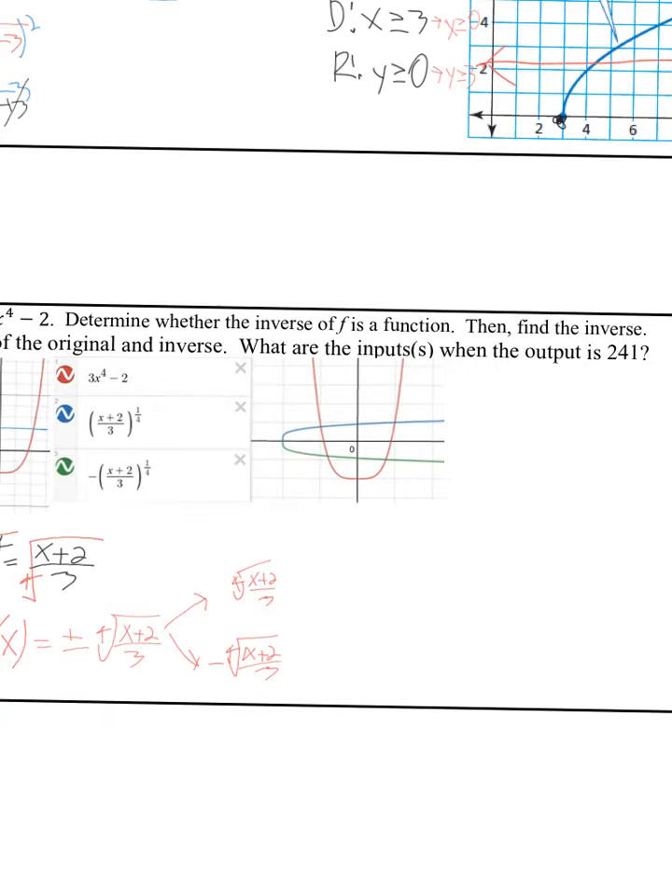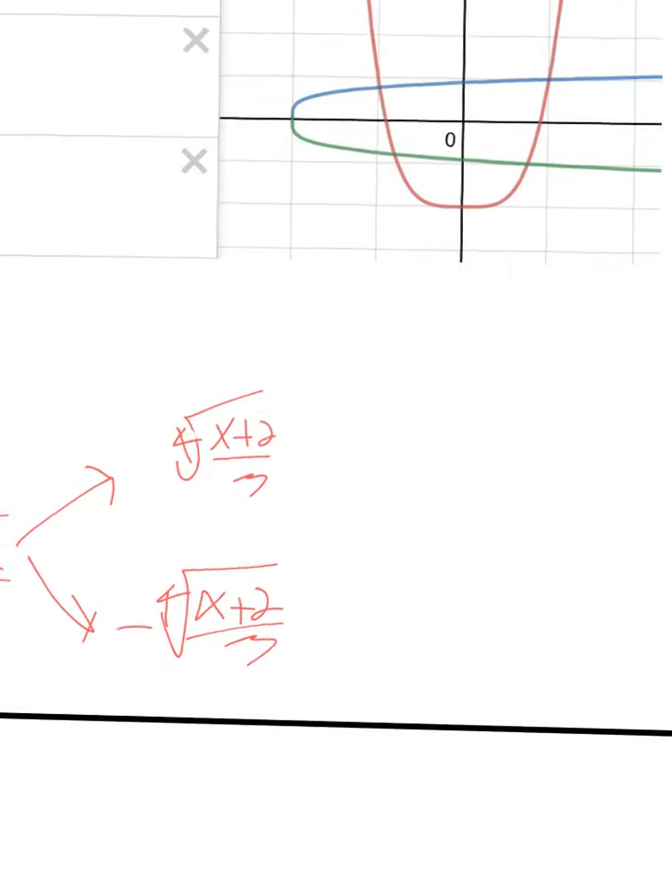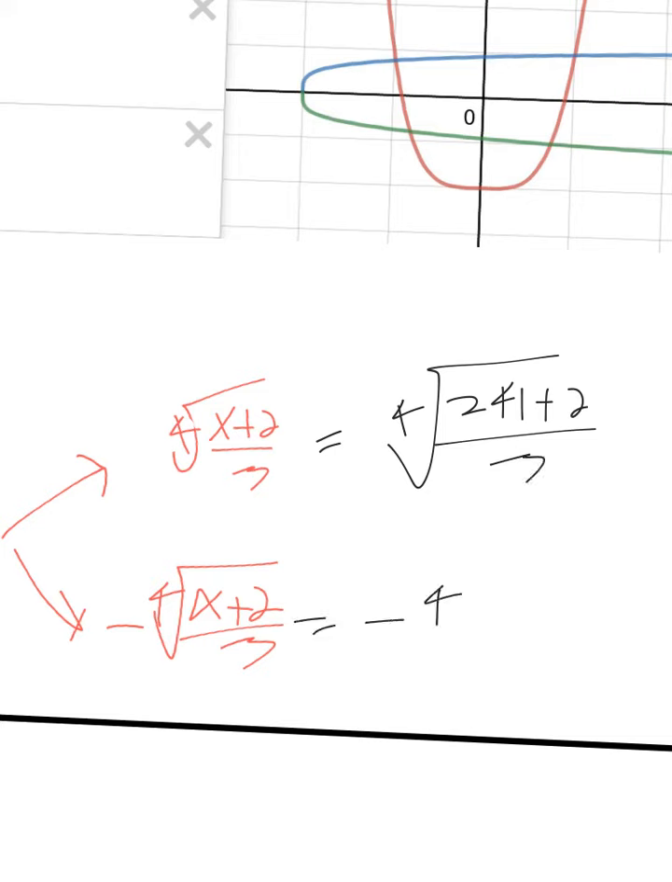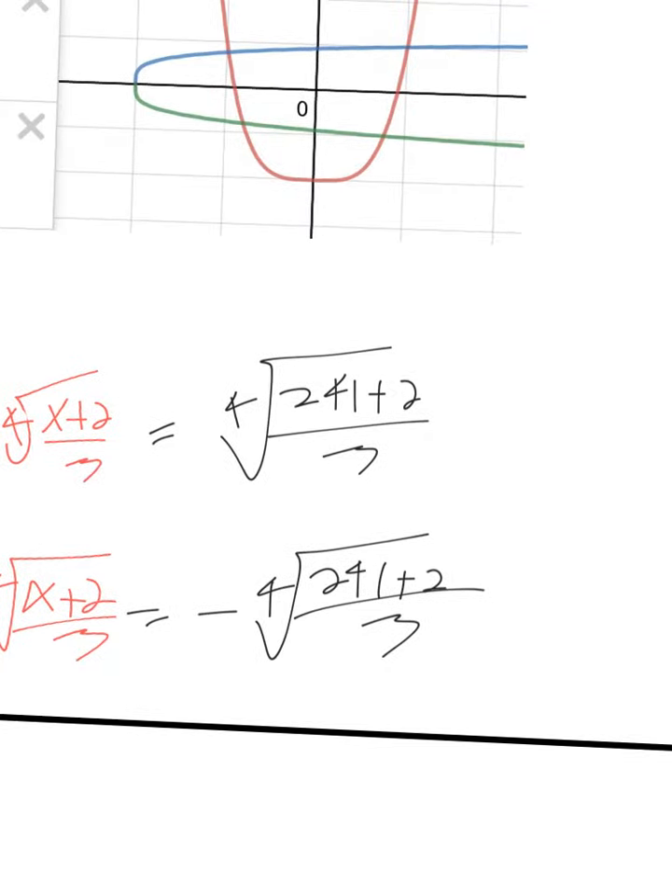And so the last one I said, what are the inputs when the output is 241? So all you have to do here is plug in what's the fourth root of 241 plus 2 over 3, and what is the negative fourth root of 241 plus 2 over 3. That makes 243 over 3. 243 divided by 3 is 81. The fourth root of 81 is 3. So I'm going to get 3 and -3. And those will be my final two answers.